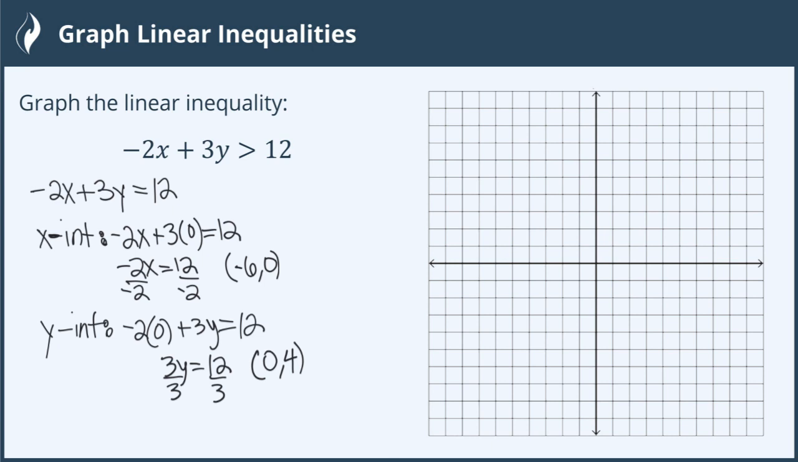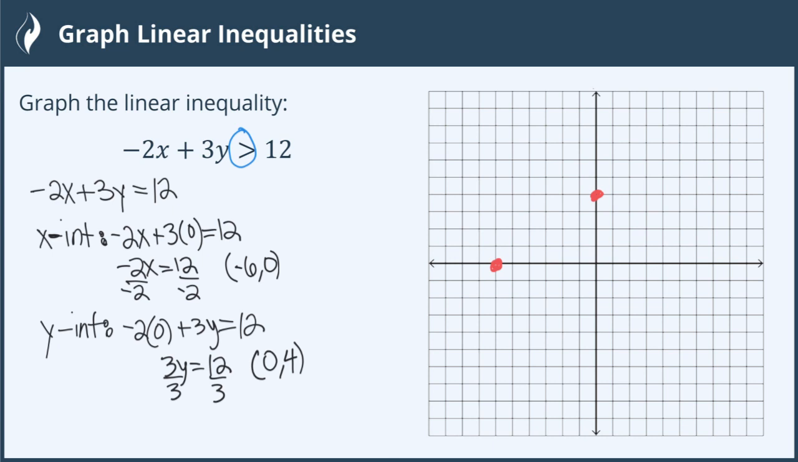So now I'm going to go ahead and plot these points. So I'm going to plot negative 6, comma 0, and plot 0, comma 4. Those are just the x and y intercept. Then I go back to the inequality. It said greater than, right? It's greater than. So that tells us to use a dashed line.